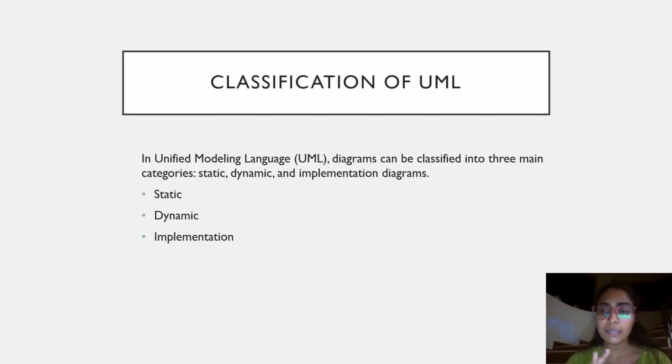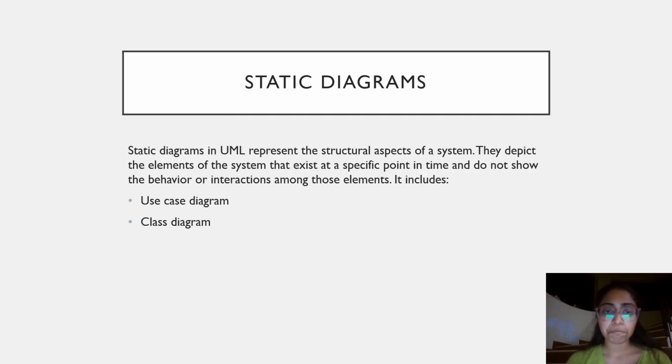Let us see the classification of UML. UML consists of three main categories. One is static, dynamic, and implementation diagrams. So static diagrams represent structural aspects of the system. They depict the elements of the system that exist at a specific point in time and do not show the behavioral interactions among those elements. It includes use case diagram, class diagram.